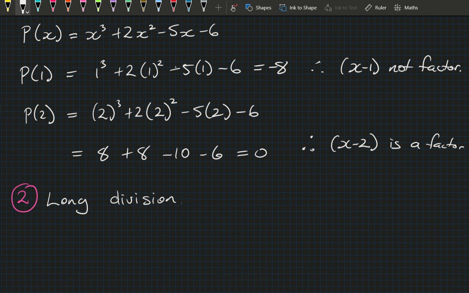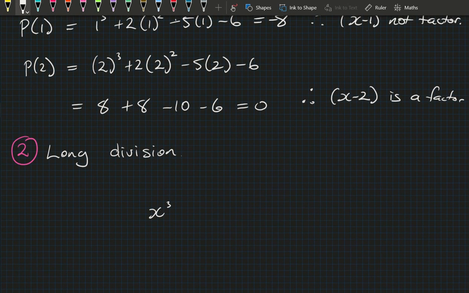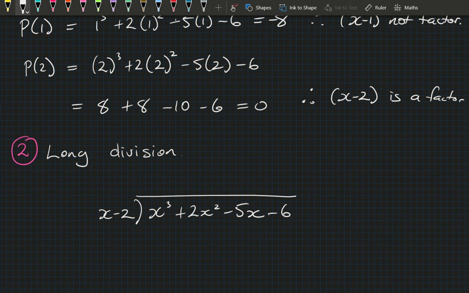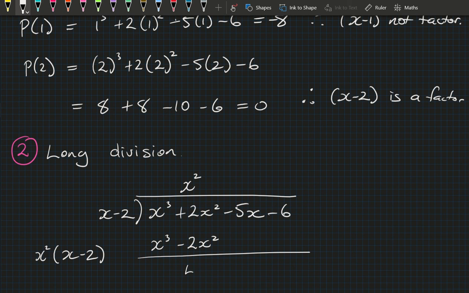So of course that's x cubed plus 2x squared minus 5x minus 6 divided by x minus 2. Now I want to get rid of the x cubed, so x squared times x will give me x cubed. So that is x cubed minus 2x squared, putting the x squared up the top. And when I subtract that away, we're left with plus 4x squared.